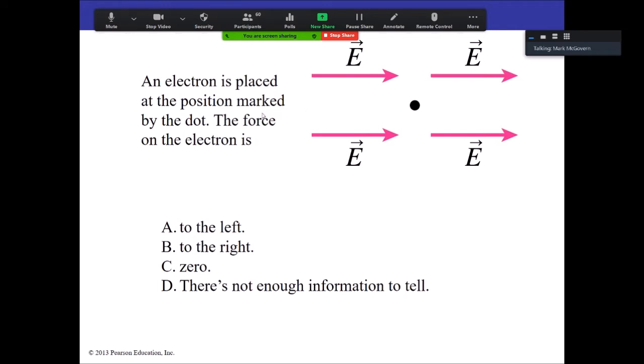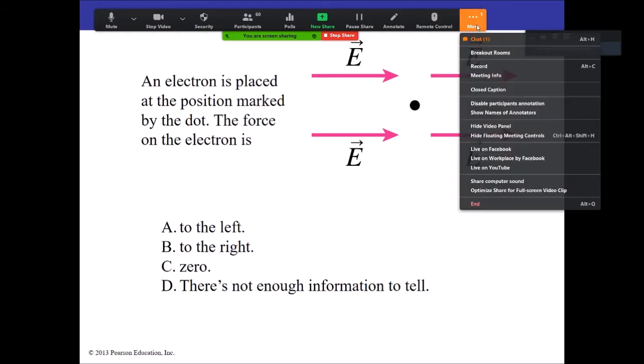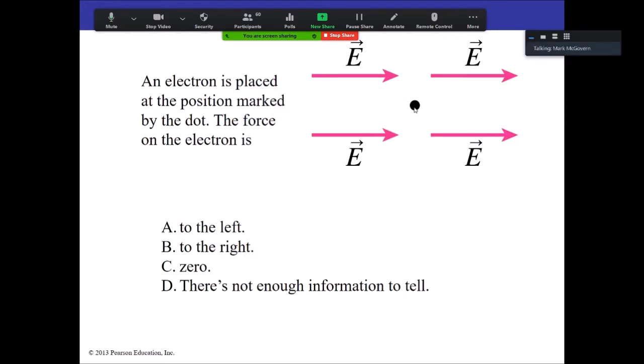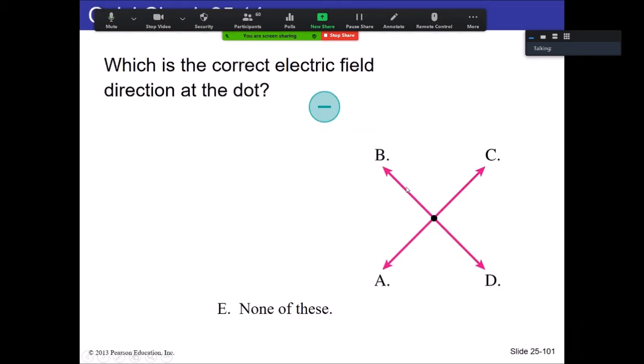Okay, well, it does. Moving on. Right along. Okay, well, that looks like an electron there, right? No, it doesn't. Okay. Good excuse, though.